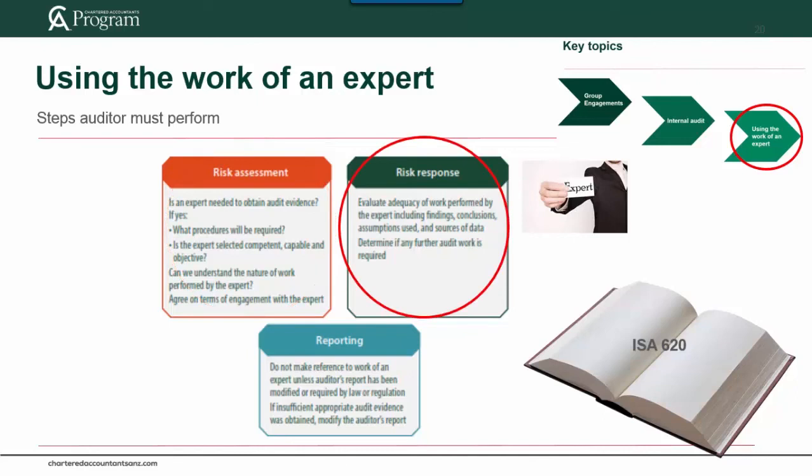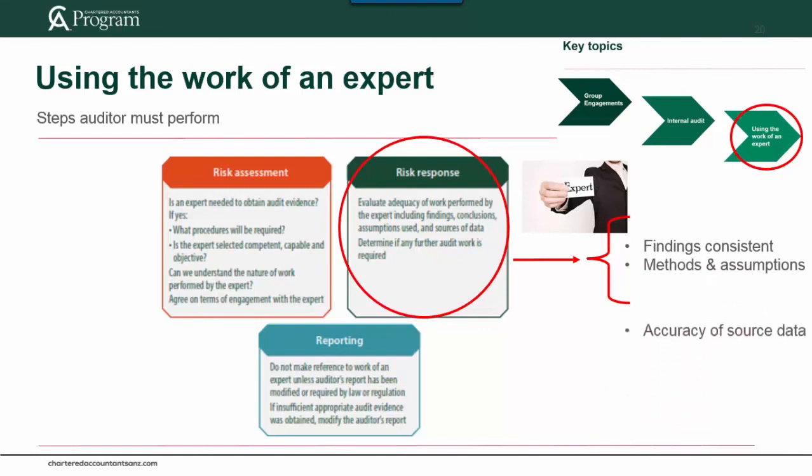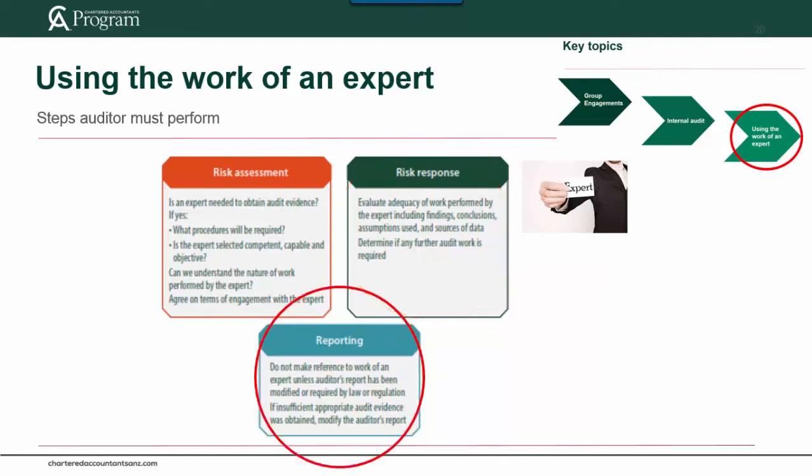When the auditor receives the expert's report, the auditor considers the following factors when evaluating whether that work provides the auditor with sufficient appropriate evidence: the expert's findings and whether they are consistent with other audit evidence, the methods and assumptions used, and the source data used and whether it is accurate. If sufficient appropriate audit evidence was not obtained, the auditor's report would be modified. Note that the auditor does not make reference to the work of an expert in the auditor's report unless the auditor's report has been modified or required to by law and regulation.